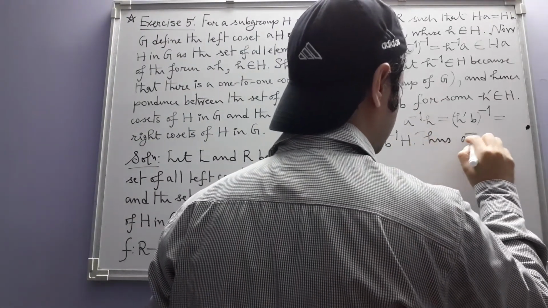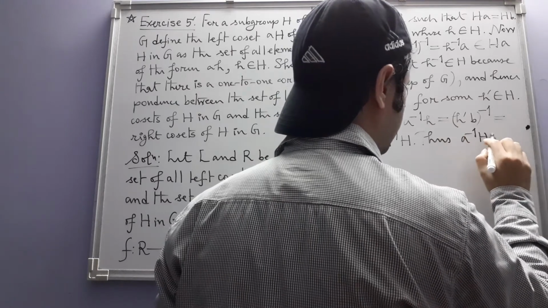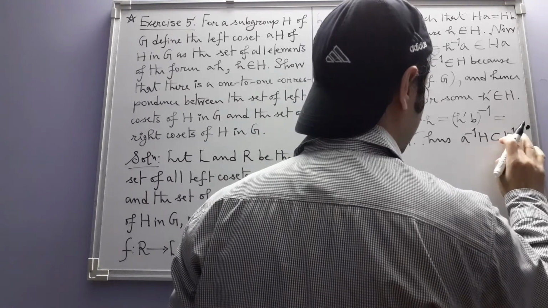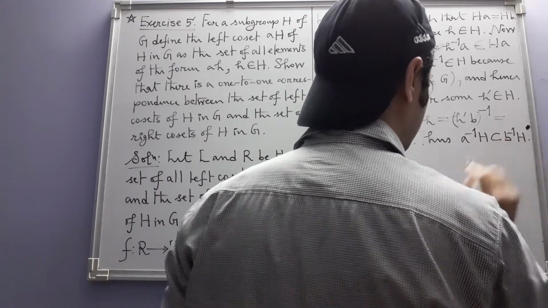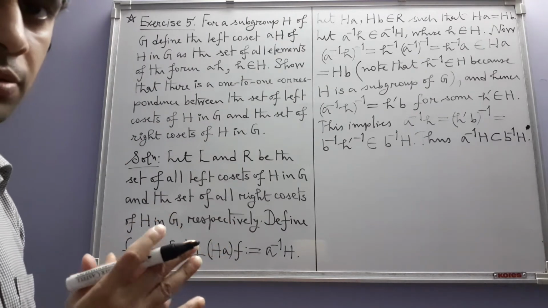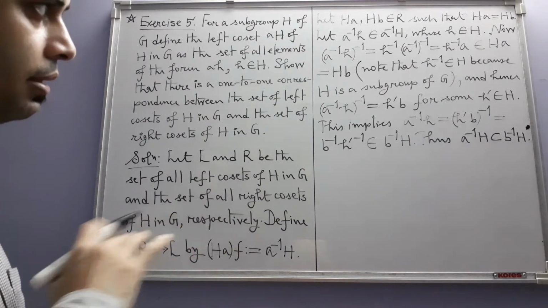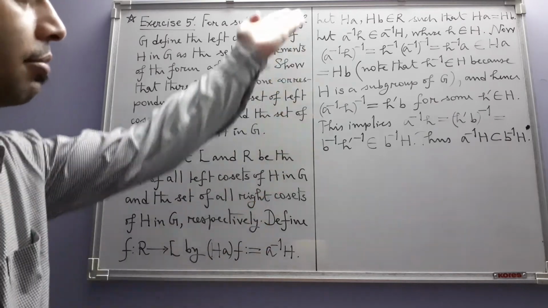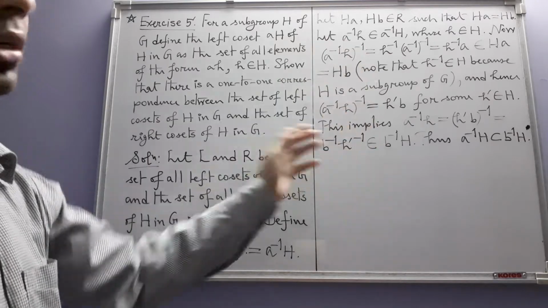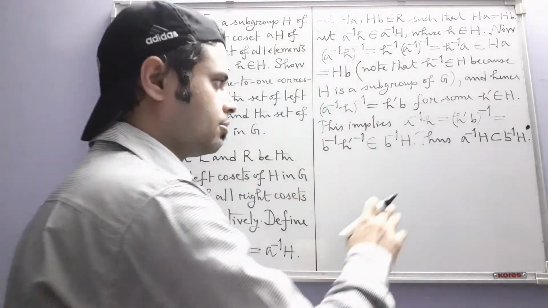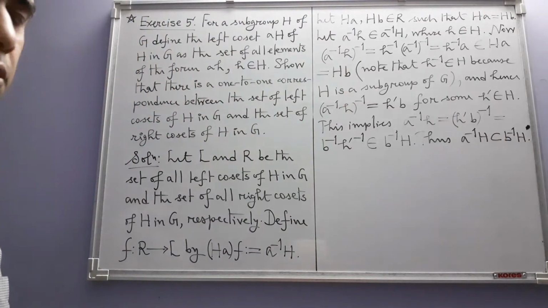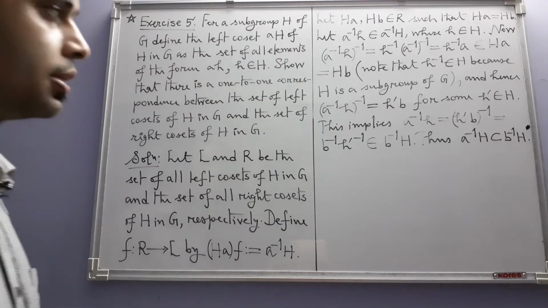Thus, A inverse H is contained in B inverse H. Since the situation is symmetric with respect to A and B, you can interchange the roles of A and B in the whole thing without affecting the arguments. So B inverse H is also a subset of A inverse H. Do you understand what I am trying to say?